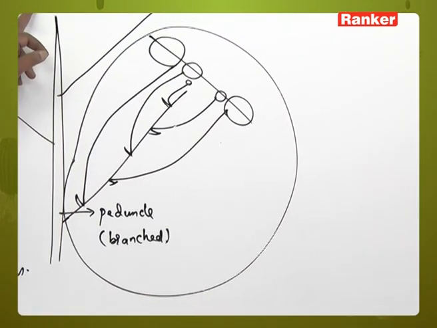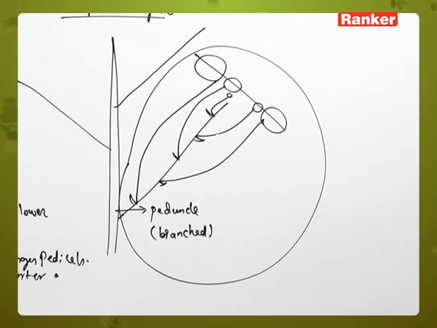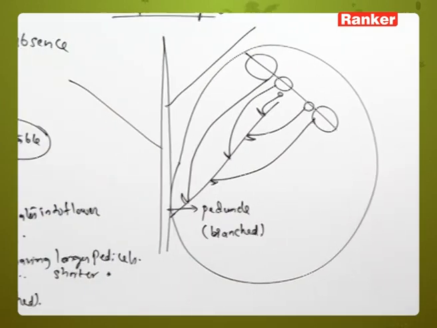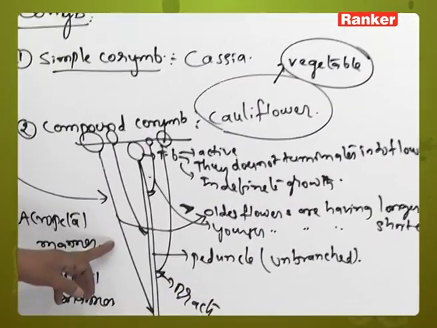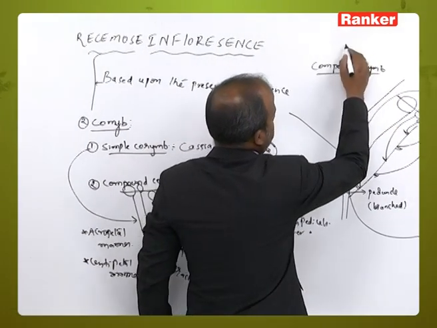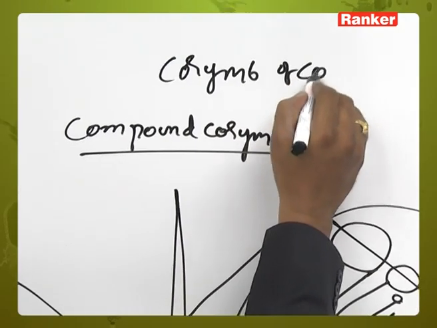Due to which each branch of compound corymb resembles a simple corymb. Each branch of compound corymb resembles a simple corymb. That means, can we call this compound corymb a corymb of corymbs? Yes, corymb of corymbs.